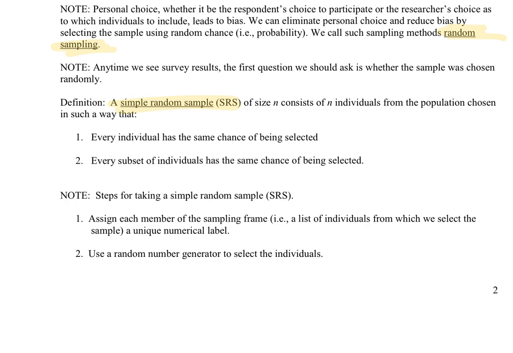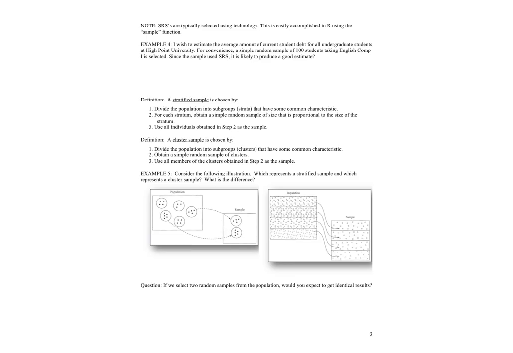So remember what these are. And you look here. Every subset of individuals has the same chance of being selected, which is what you said, and every individual has the same chance of being selected. Here, not everyone takes English Comp 1, right? Not everyone.